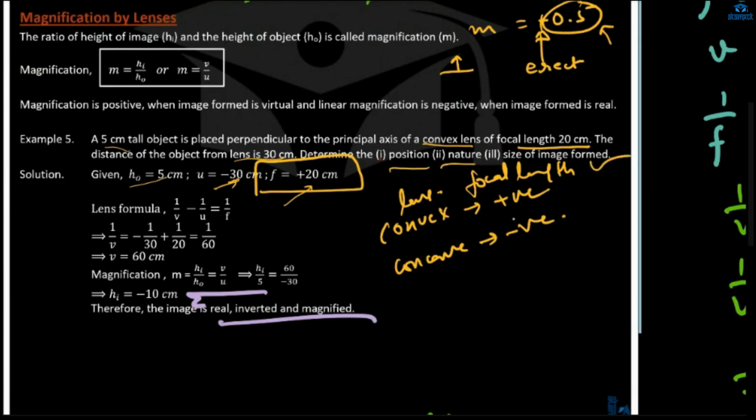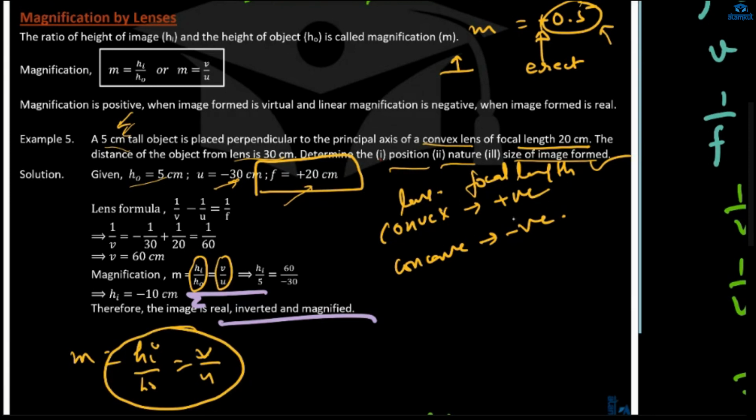So the size of the image formed will be how much? Already the size of the object is given. So M will be equal to HI by HO is equal to V by U. It is asking for the size of the image formed. Already the object size is given, and we don't know the magnification. So we have two formulas for magnification: HI by HO and V by U. We'll equate these. We know HO, V, and U. These three quantities we know, and the unknown quantity is HI. So HI can be calculated if three of them are known. It is found to be minus 10 centimeter.